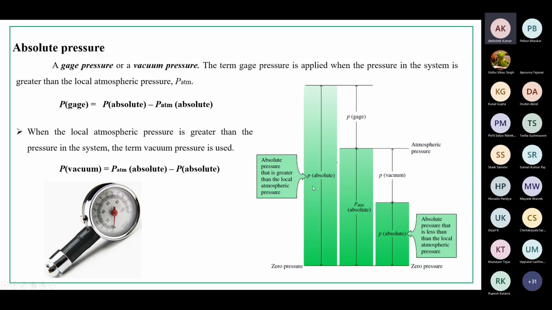Atmospheric pressure plus gauge pressure is what we take as the absolute pressure, in the case of the positive side. Gauge pressure plus atmospheric pressure is absolute pressure. And we also have vacuum, where the concept is reversed, which you also know very well.